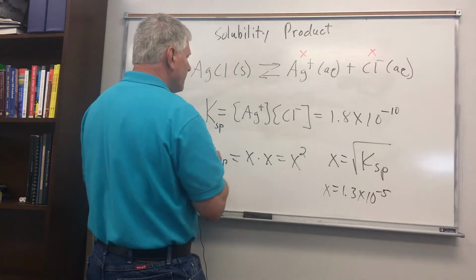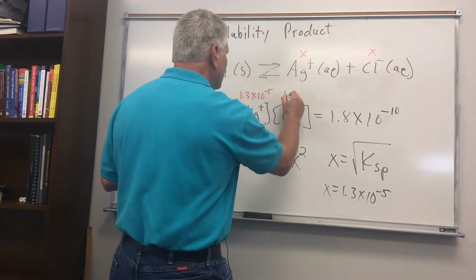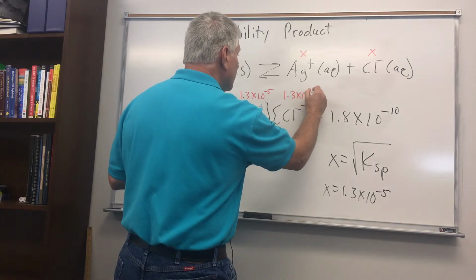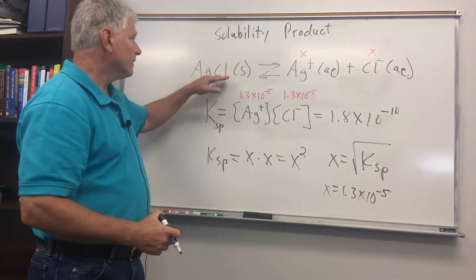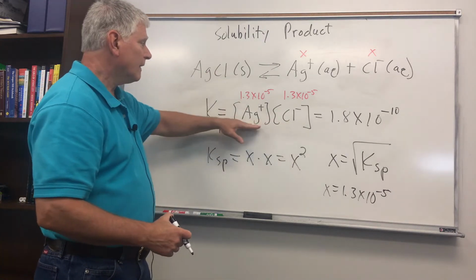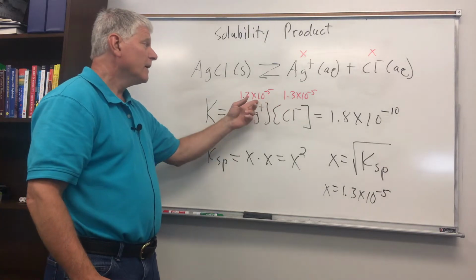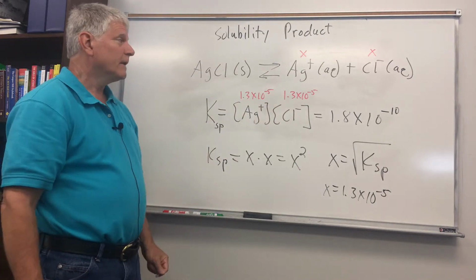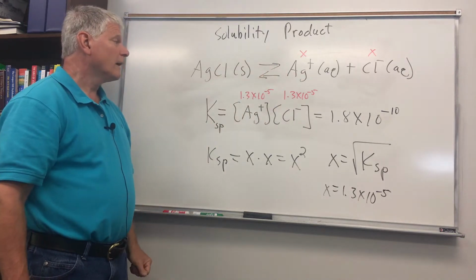Therefore, both silver plus and chloride minus in a solution of silver chloride in water would have a concentration of 1.3 times 10 to the minus 5th molar. So it's a small concentration. Now, this would be for a saturated solution of silver chloride.